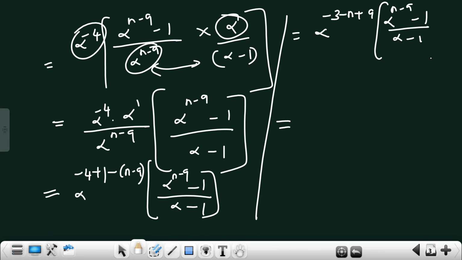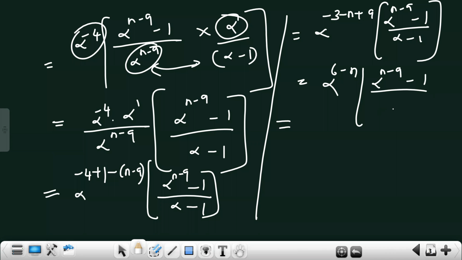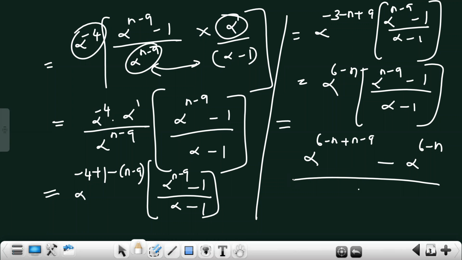So it will be alpha to the power 9 minus 3 is 6. So 6 minus 9, isn't it? 6 minus n into alpha to the power n minus 9 minus 1 by alpha minus 1. Now you can multiply this alpha to the terms within the bracket, the numerator, so that it will become alpha to the power 6 minus 9 plus n minus 9, correct? Minus alpha to the power 6 minus n divided by alpha minus 1.